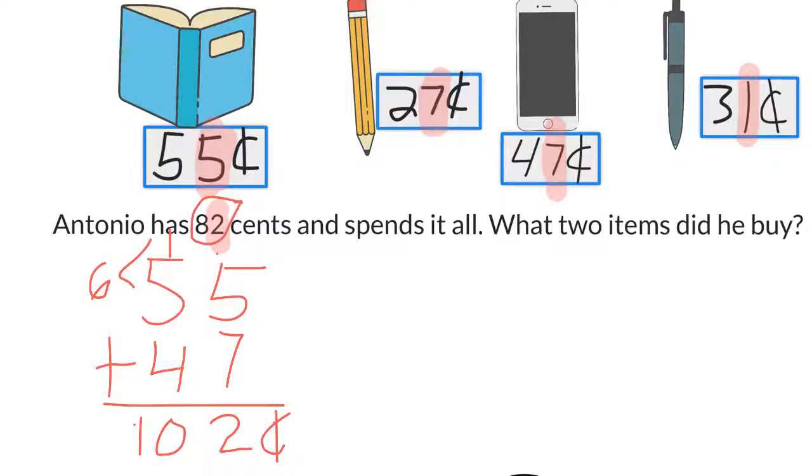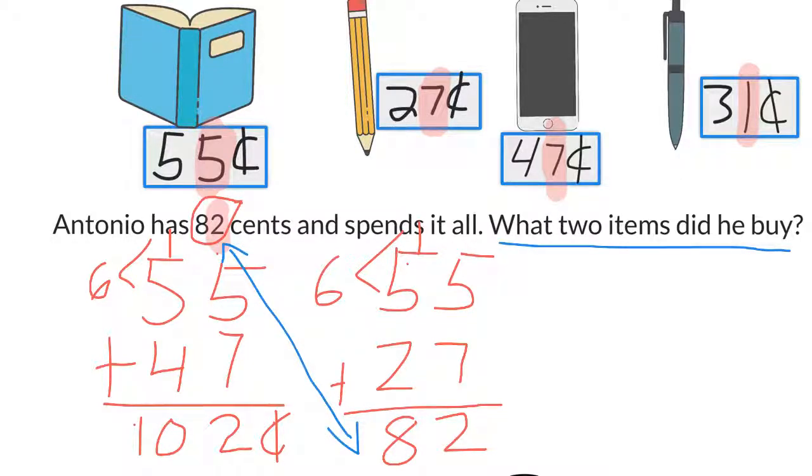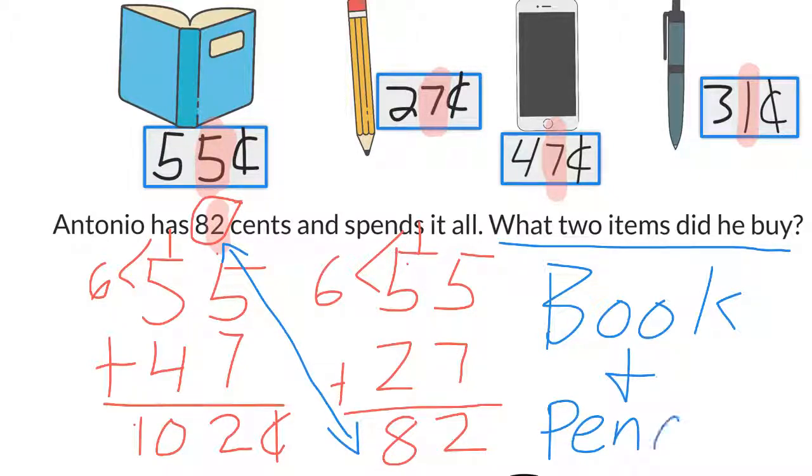So the other combination we can try is the book for 55 cents and the pencil for 27. The 5 plus the 7 still gives me the 2 in the ones place. Regrouping. 5 plus 1 gives me a 6, plus 2 more gives me an 8, and I can see now that this is the total that is matching. To answer the final question, he bought a book for 55 cents plus the pencil for 27 cents, and that gave me the total that I was looking for.